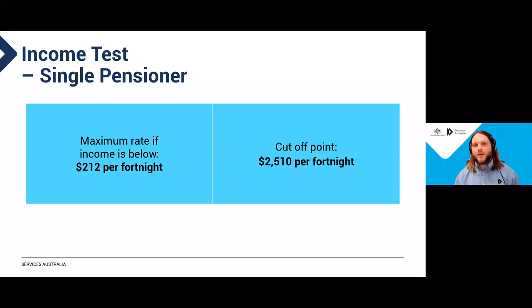Let's take a look at an example of the income test. So this here is the income test for a single pensioner. For every dollar above $212 per fortnight, your rate of pension will reduce by 50 cents in the dollar. At that rate, the cutoff point is $2,510 per fortnight, or $65,260 per year. If you are over the pension age, the work bonus will apply to any gross income that you earn per fortnight when you declare those earnings to us.